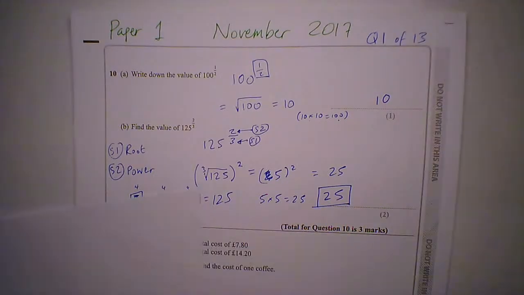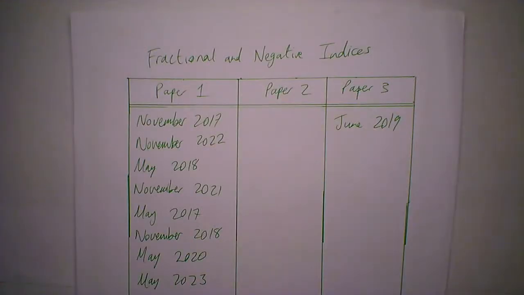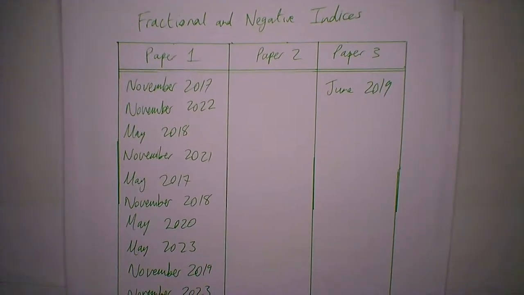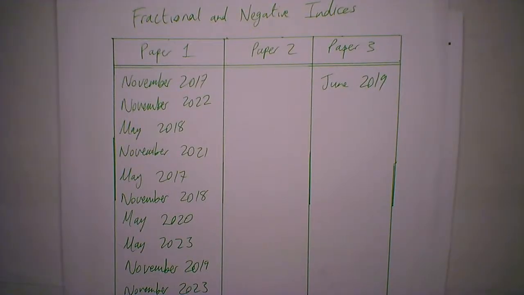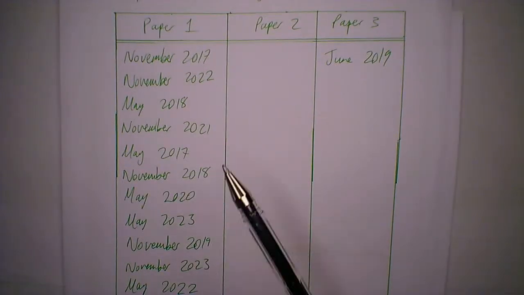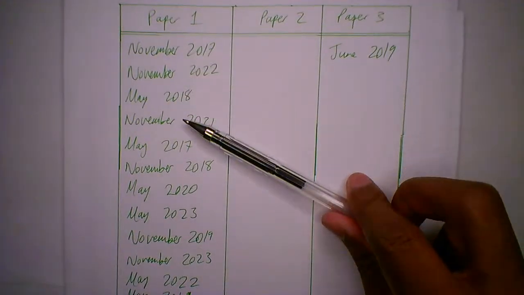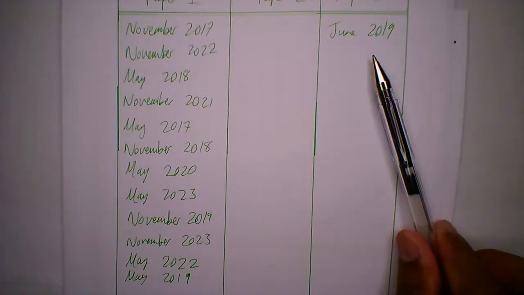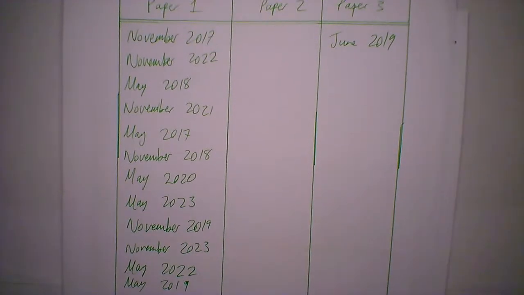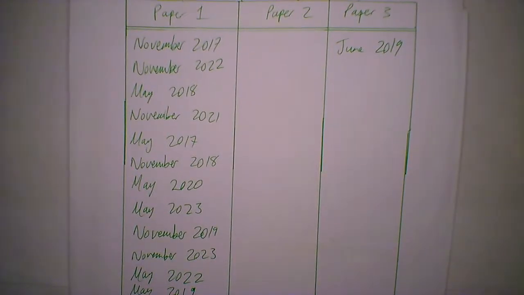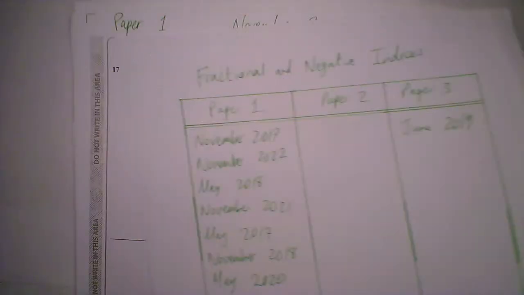I've done an analysis on this topic, and you can see here how often this occurs in exams. I've looked at exam papers from 2017 all the way up to 2023. And this occurs in every single paper. It occurs mainly in paper 1, but there have been occasions where it's appeared in paper 3. So it can occur in paper 3 as well as paper 1. Paper 3 is a calculator paper. Okay, let's go on to the next question.